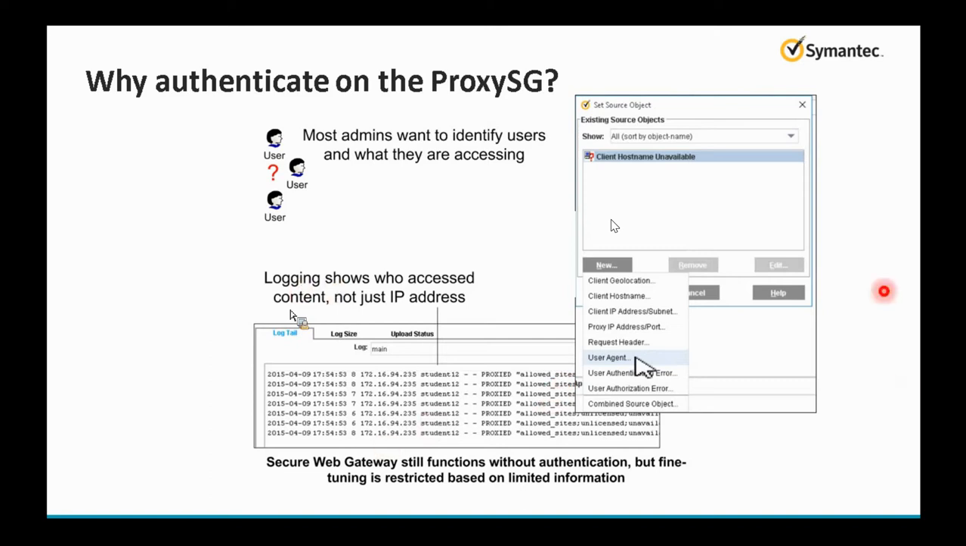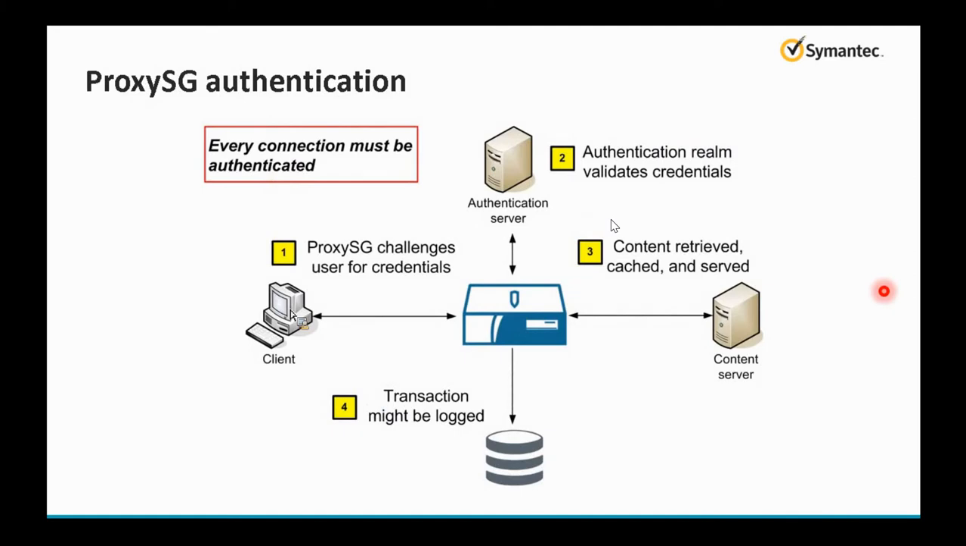Okay, so how does proxy authentication work? So in a nutshell, this is how it looks and this is how it works. So basically, you have your proxy, and as I said, the proxy can be integrated to your authentication server. So we call this in ProxySG an authentication realm. Basically it is the authentication server that already exists in your environment that we will integrate the proxy with.